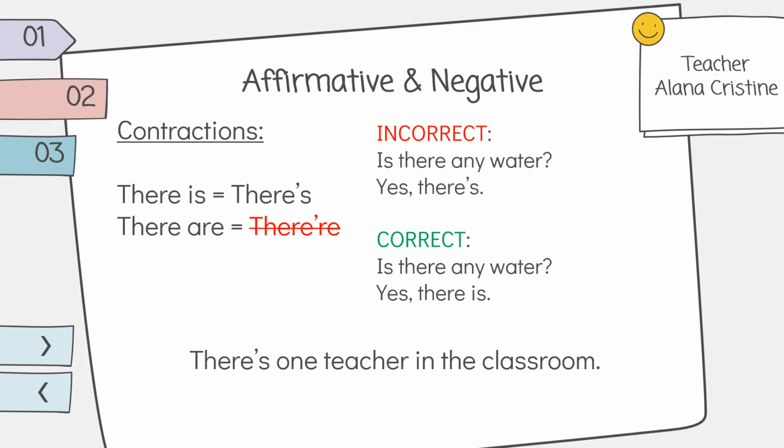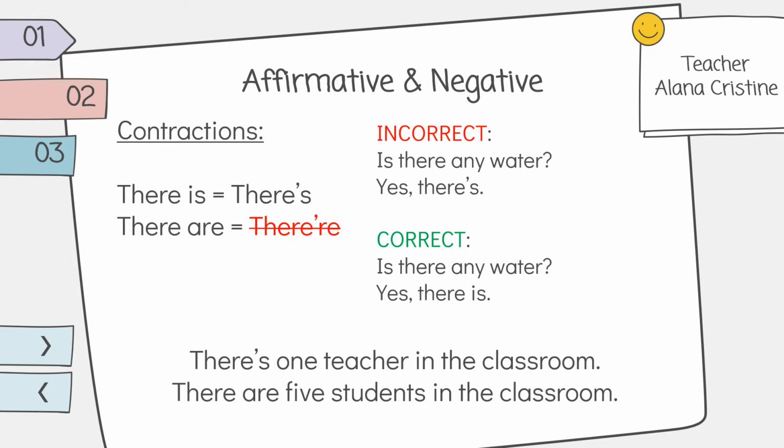More examples. There's one teacher in the classroom. There are 5 students in the classroom. There's one teacher. Frase completa, eu posso fazer a contração. Com there are, não posso fazer contração. Então fica there are 5 students in the classroom.